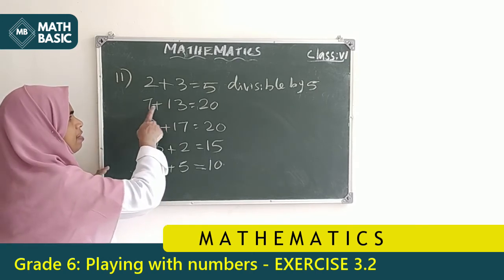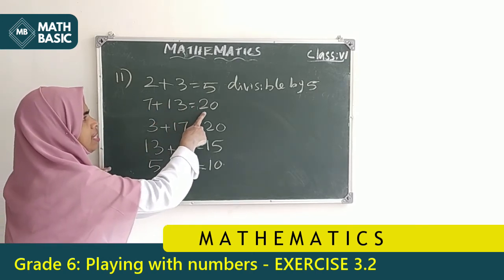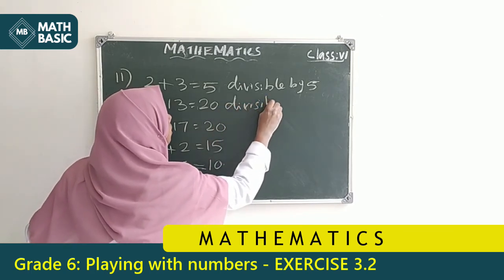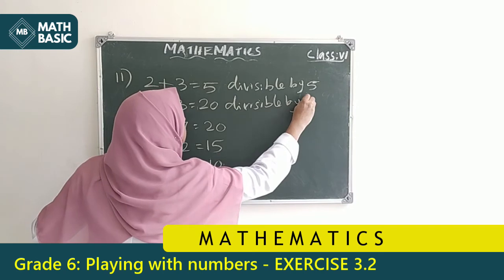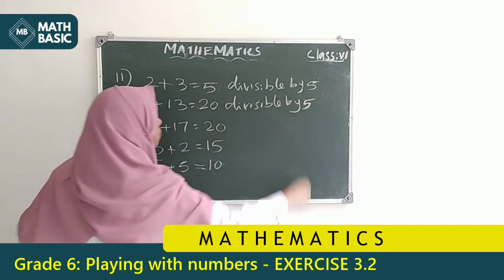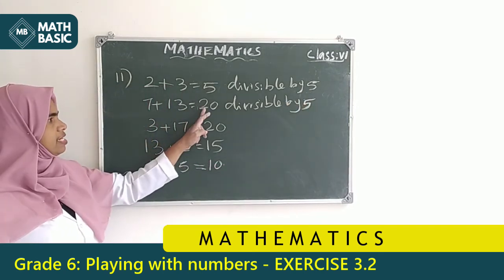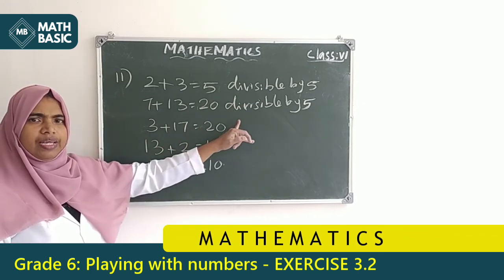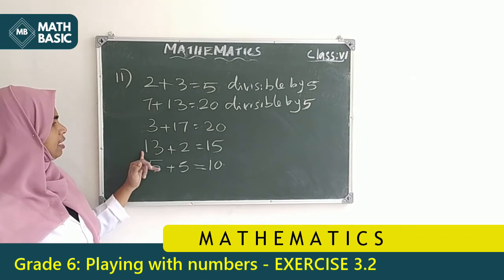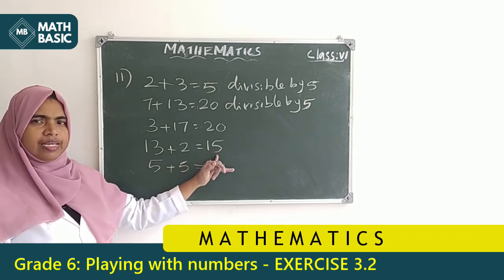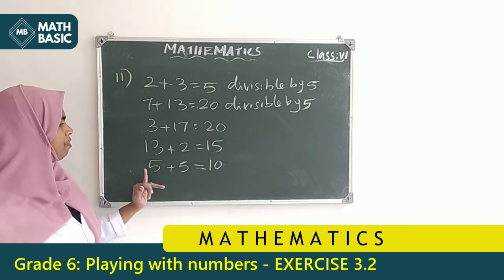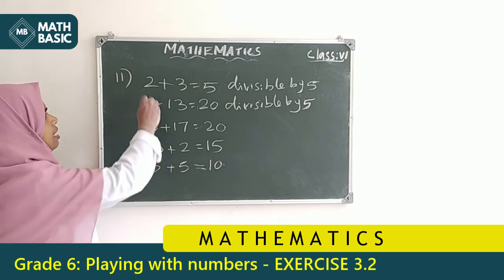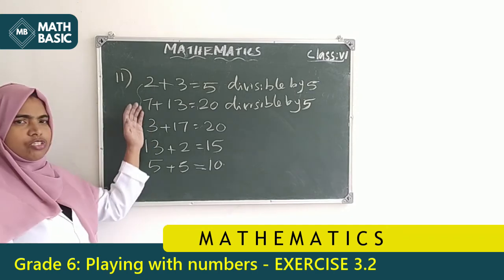Here also the pair of prime numbers 7 and 13: the sum is 7 plus 13 equals 20, and 20 is divisible by 5. 3 plus 17 equals 20, divisible by 5. 13 plus 2 equals 15, divisible by 5. 5 plus 5 equals 10, divisible by 5. So these are the prime pairs.